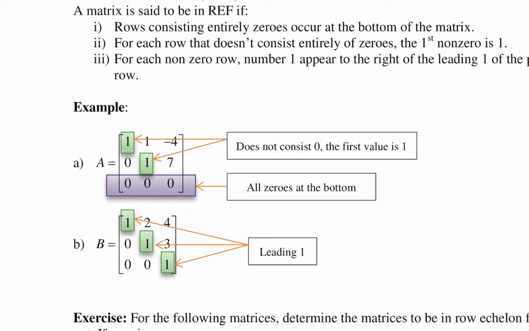And then the second row, the leading 1 is on the right side. It still obeys the rules. And the third row, we have a leading 1, and it is on the right side of the previous leading 1. So as you can see, our leading 1s here are in a diagonal.